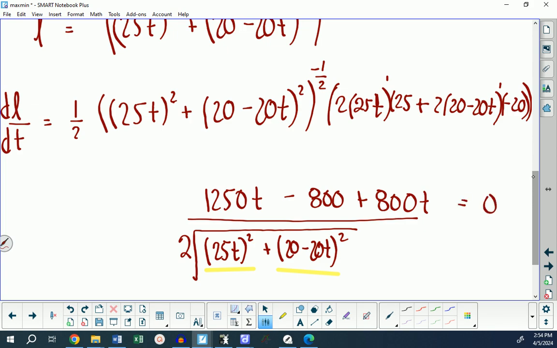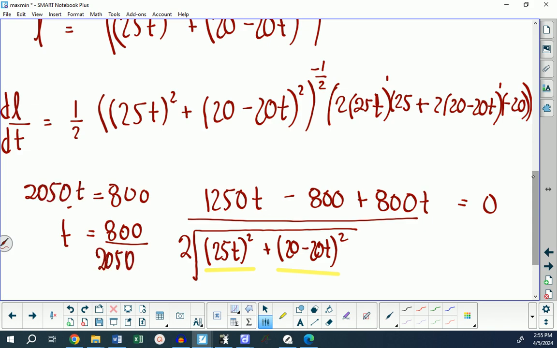I don't think we need to worry about factoring. This is 2050t equals 800. You could certainly start factoring. 2050t equals 800. Moment of truth.